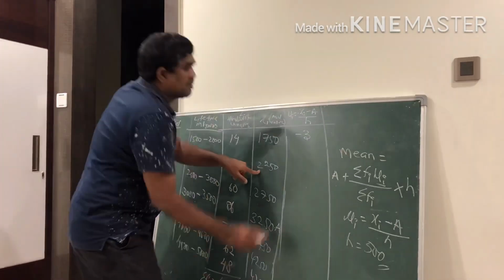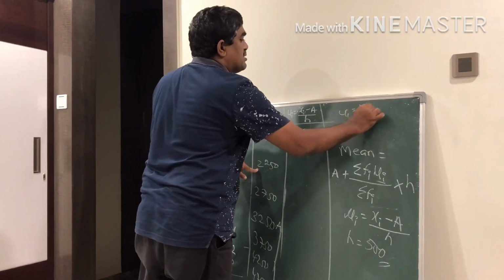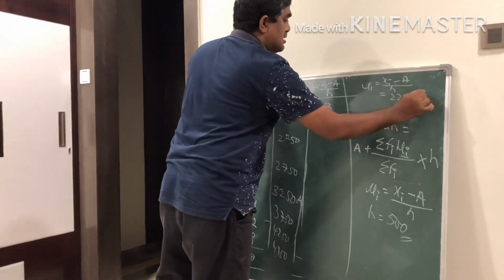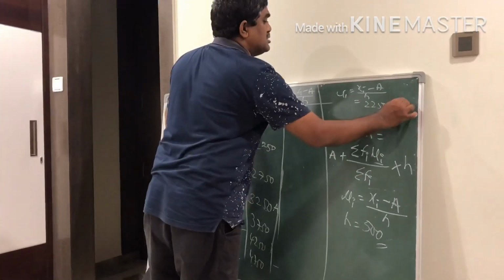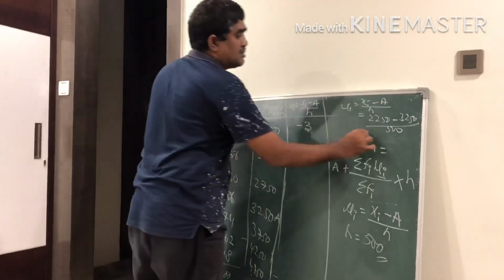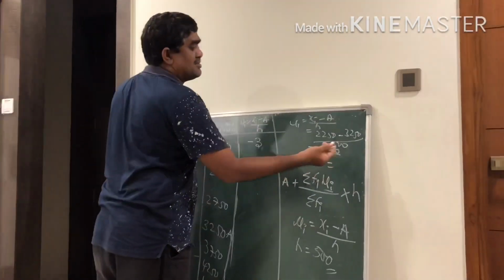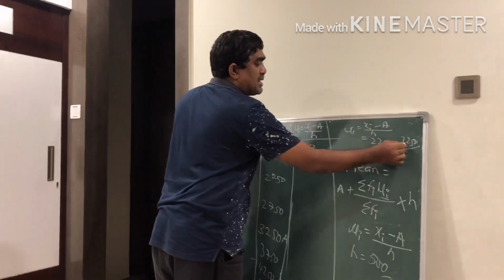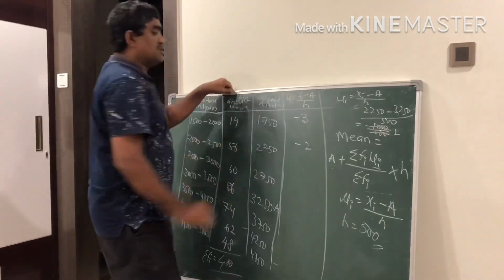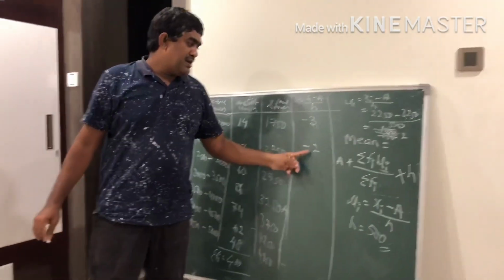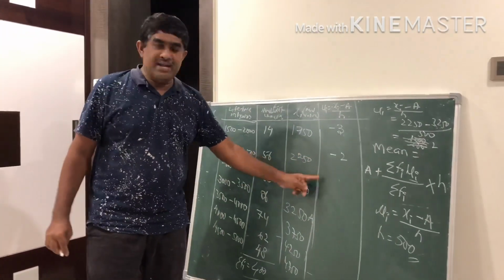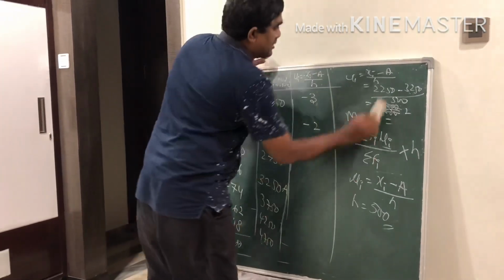Okay, children. Next one, second mu i, 2250. Again the mu i formula, xi minus A by h. Xi is 2250, minus A, what is assumed? 3250, by 500. 2250 minus 3250 is minus 1000. Bigger number, na? 500 twos, how much? Minus 2. So, understood. Minus 3, minus 2, minus 1.